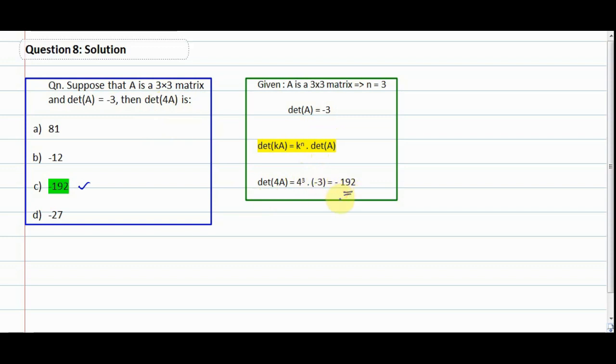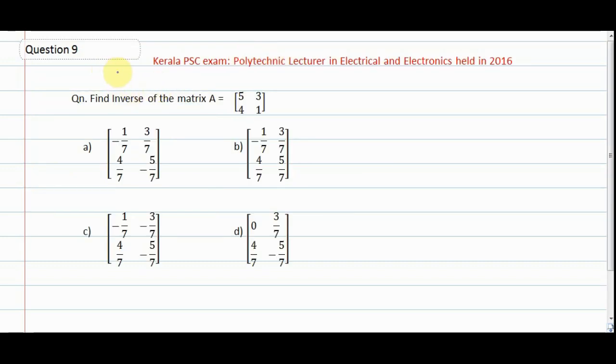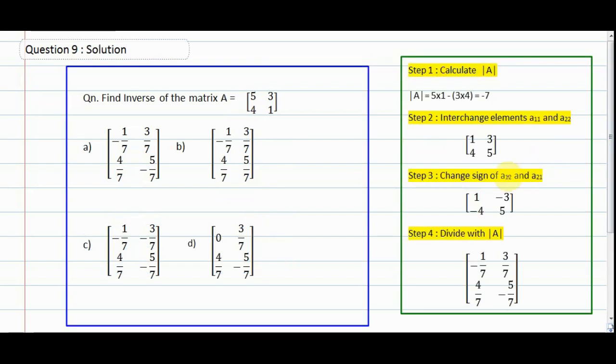Okay. Question number 9. Find inverse of the matrix A equal to [5, 3; 4, 1]. So you may pause the video and try to solve this by yourself. Try to make use of the shortcut method that we discussed. Okay. So if you have solved the question, you may check your answer. Here the right answer is option A.